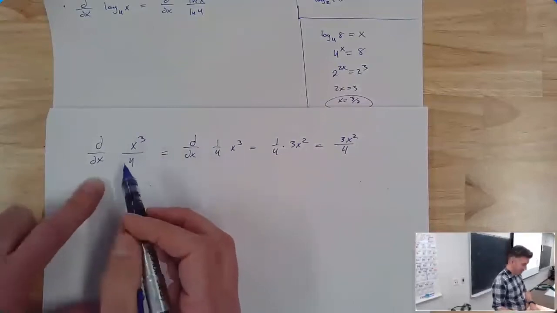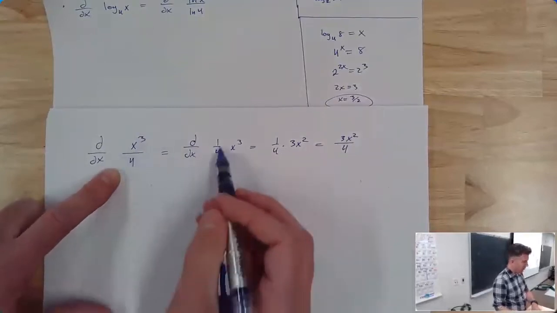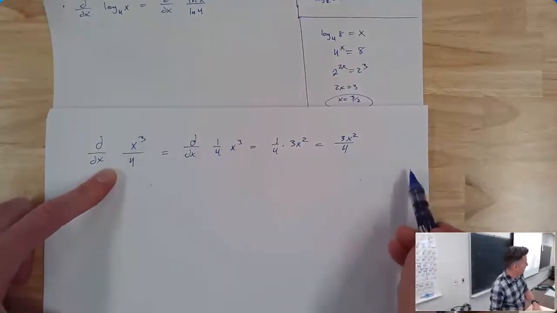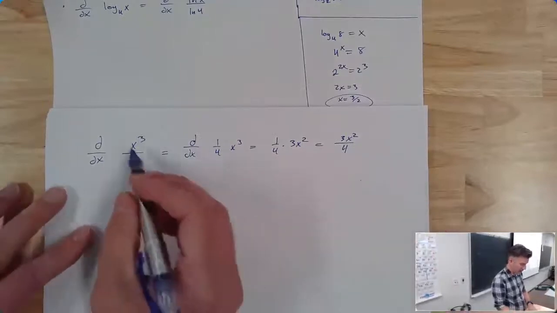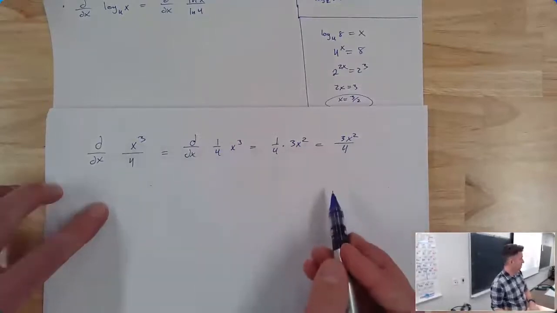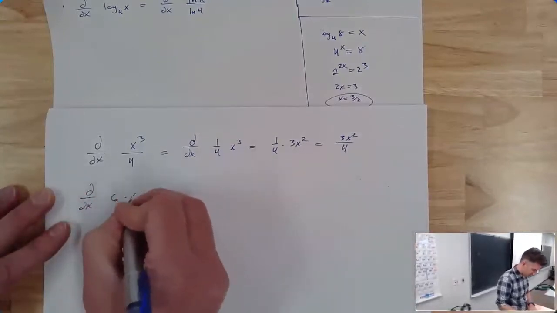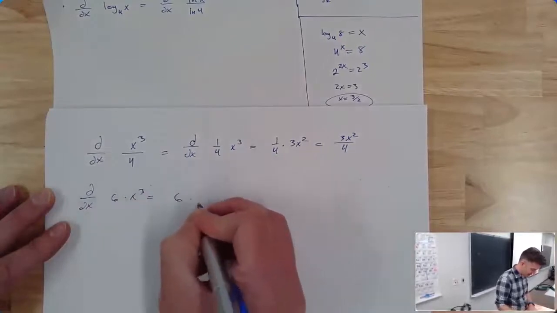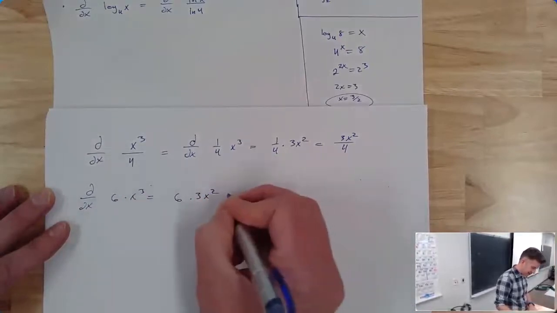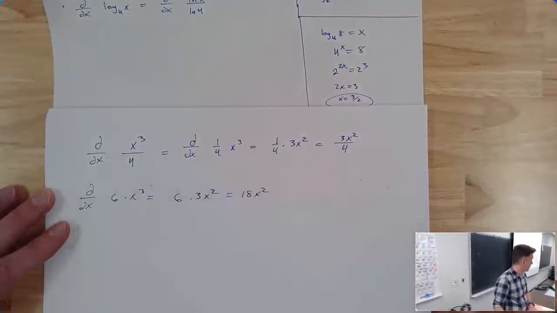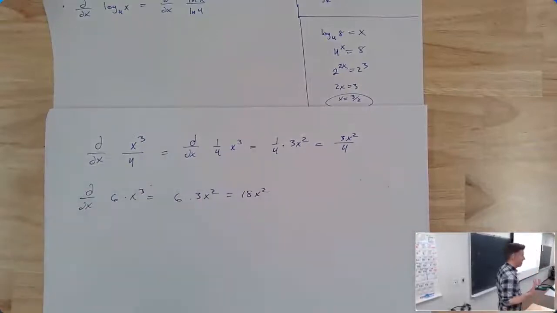The work we're doing there is thinking of dividing by 4 as really multiplying by 1/4. But the shortcut is to say, oh, the derivative of x cubed is 3x squared, and leave the 4 on the bottom. Just like if I was taking the derivative of 6 times x cubed, I would leave the 6 out in front and get 6 times 3x squared, and then I would simplify. So if you're dividing by a constant, life is easy.